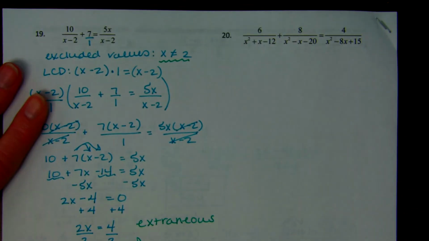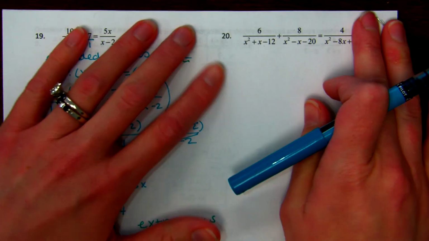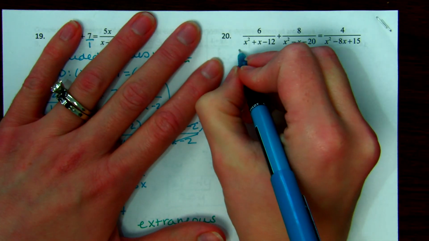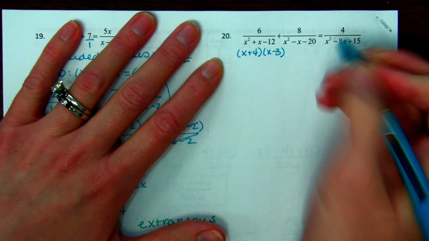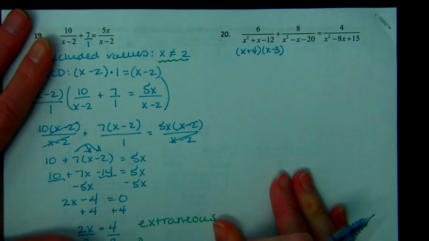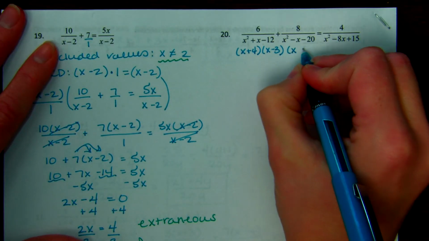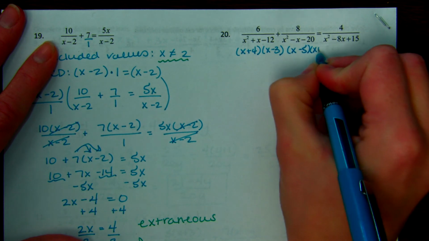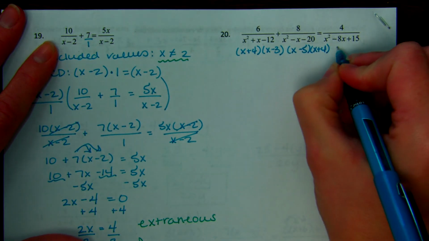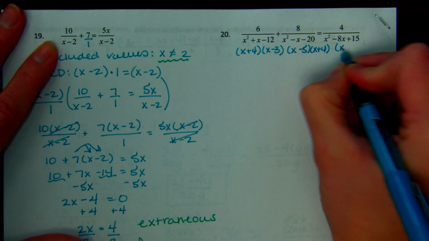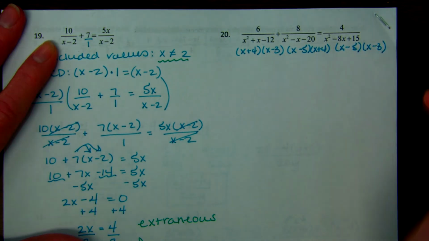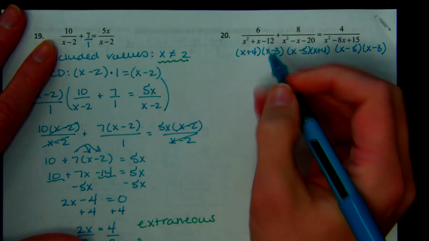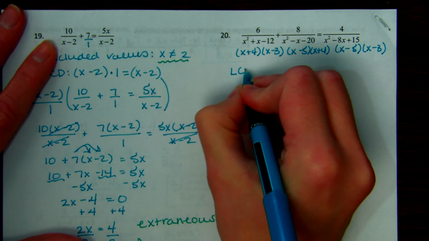Oh, and this one's fun. This one's fun. Okay, factor everything. So this factors to x plus 4 and x minus 3. This one factors to x minus 5 and x plus 4. And this one factors to x minus 5 and x minus 3. All right, guys, and then let's find our LCD.